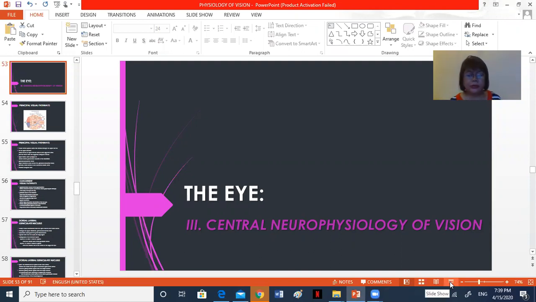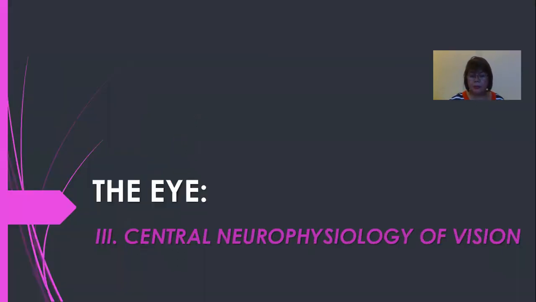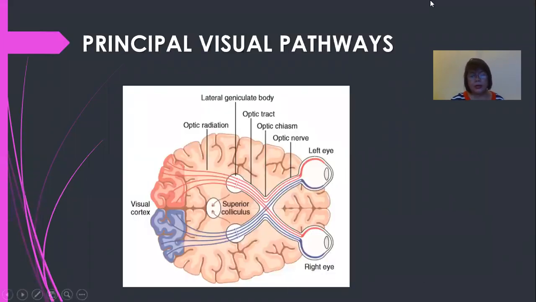Okay, so we're at the third part, the Central Neurophysiology of Vision. Let's now study the principal visual pathways of vision. So when the object gets registered in the retina here, it now goes out through the optic nerve.